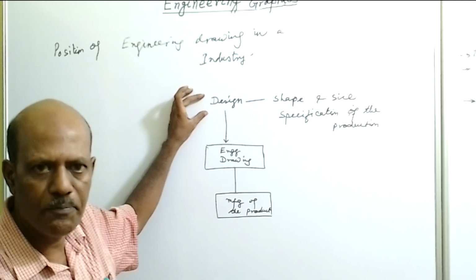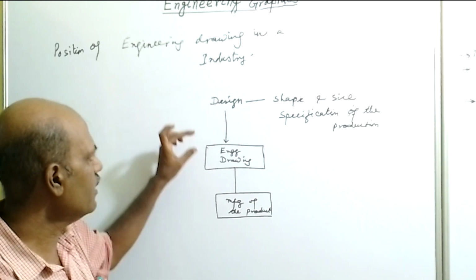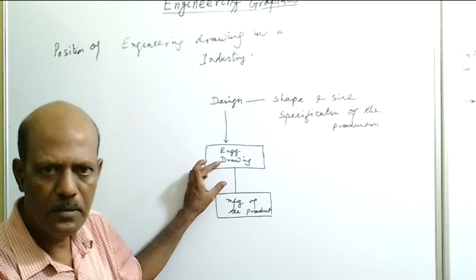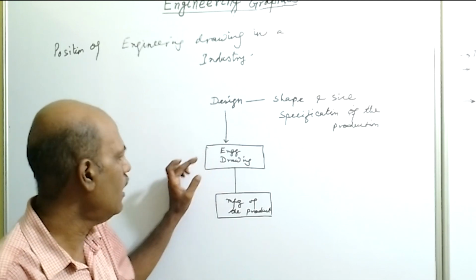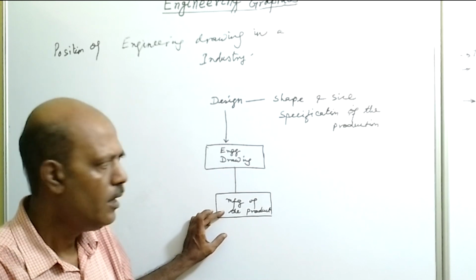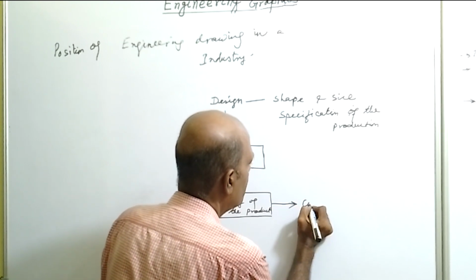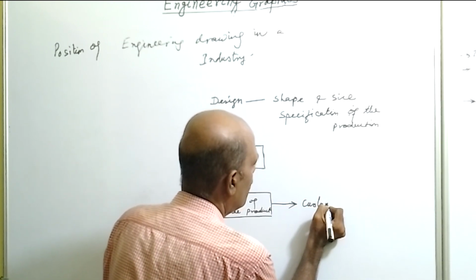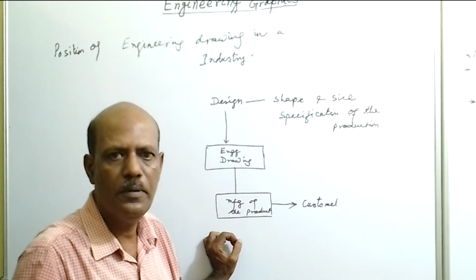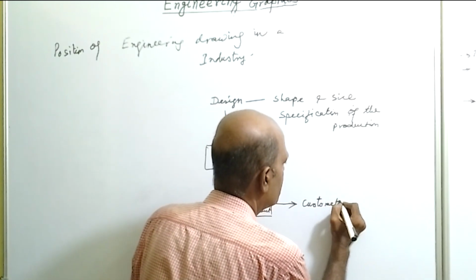Whatever specification is given by the designer is translated into the drawing in the drawing department. Then that drawing will go to the shop floor for manufacturing of the physical product, and that product will be shipped to the customer for the fulfillment of their need, for customer satisfaction.